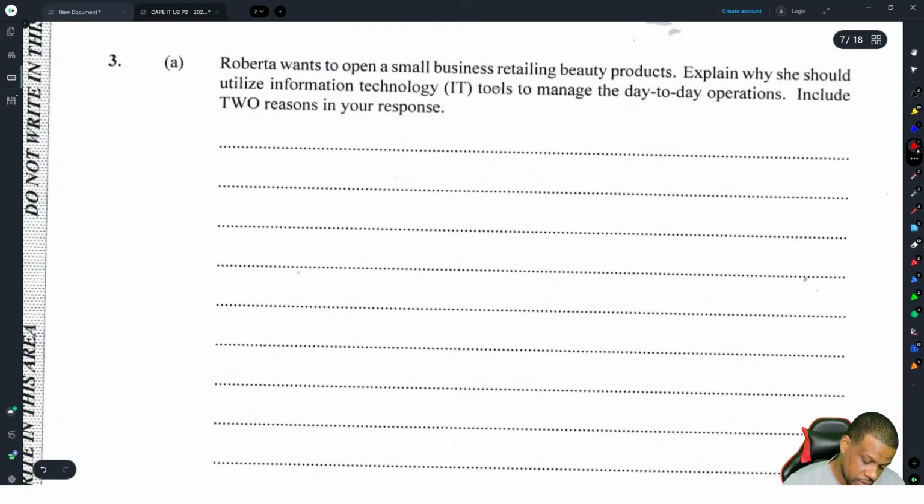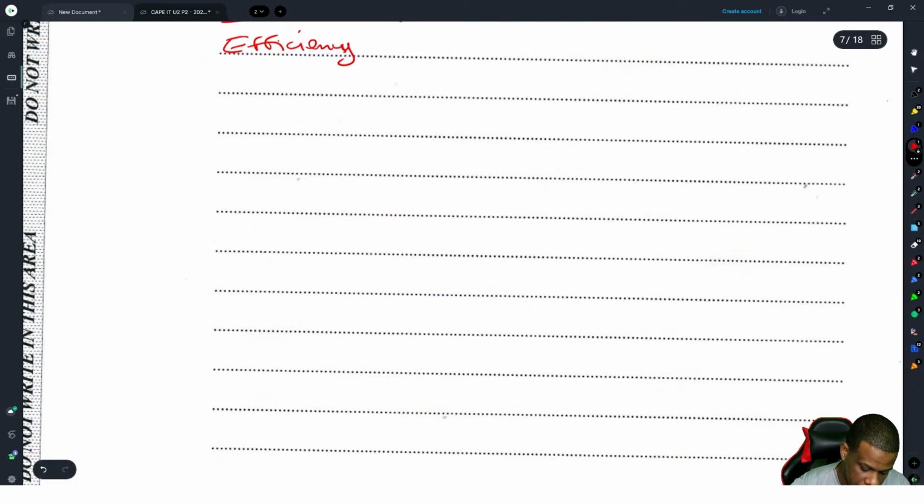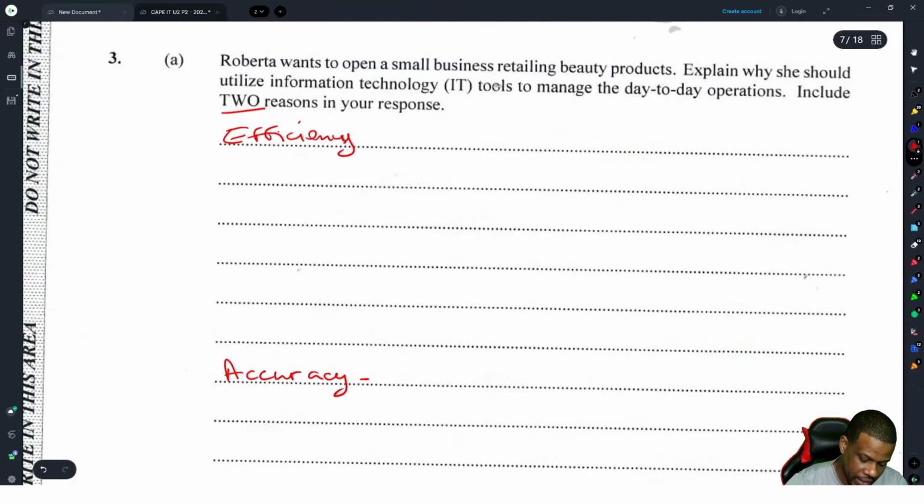All right, explain why she should utilize information technology tools in the day-to-day operations. So we want to be able to get our keywords. Include 2 reasons in your response. Let's say efficiency, and somewhere down the line, I will also use accuracy. All right, so these are the 2 things. They have efficiency, accuracy, ease of use, relationships with clients, all sorts of stuff in the syllabus notes, with all the different reasons why we use information technology tools. But efficiency and accuracy are easy ones to explain.